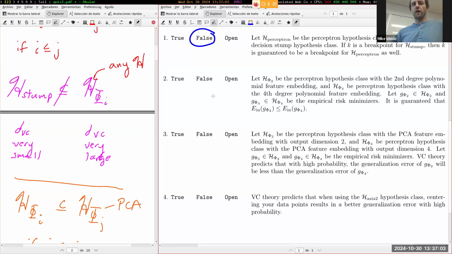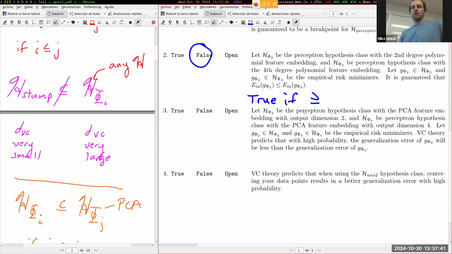So problem 2 right here, we have the subset relationship between HV2 and HV4. The subset relationship implies a relationship on EN, but it implies that the larger class has the smaller in-sample error. And here, HV4 is the larger class, and so it should have the smaller in-sample error. So this is false as written. It would be true if the inequality was reversed, if we said greater than or equal to instead of less than or equal to, because the subset, the larger class, has the smaller in-sample error.